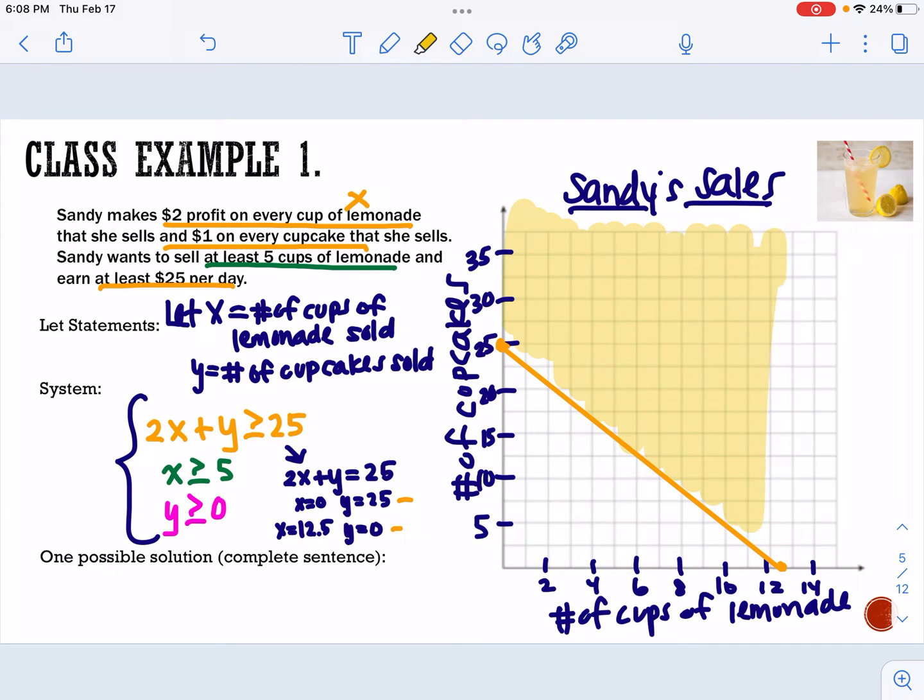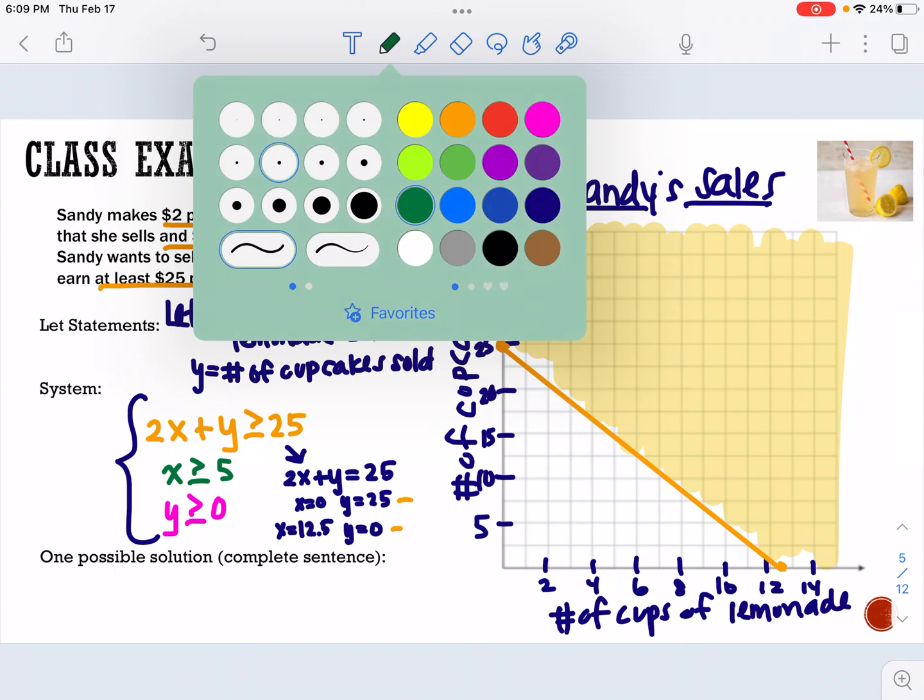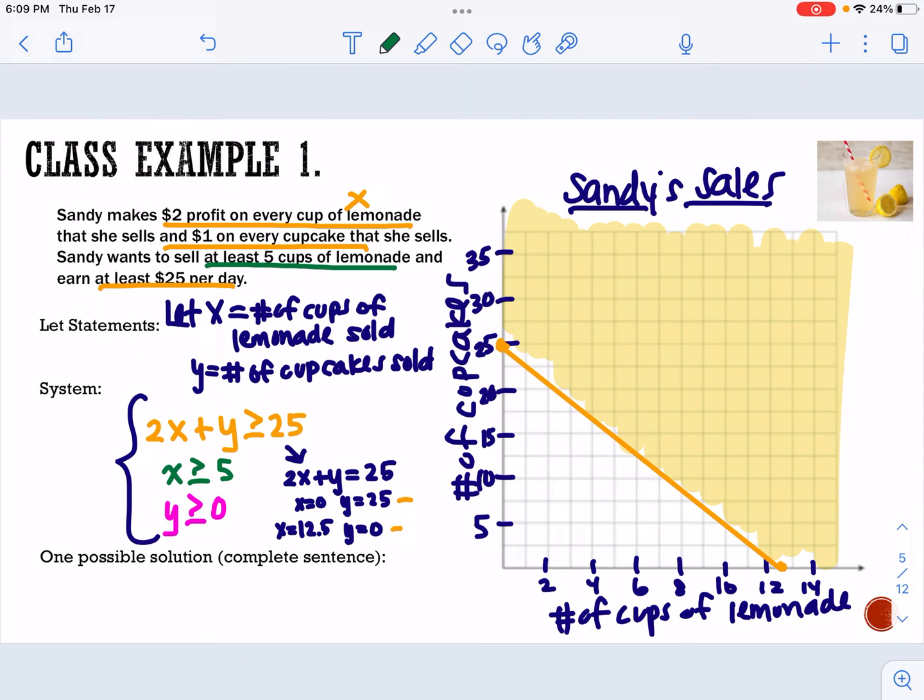Sorry, I didn't like the way that was shaded, so I have to reshade it. All right, we're not done. So now I'm going to switch over to green, and we're going to plot x is greater than or equal to 5. That domain restriction is really stemming from that constraint that she wants to sell at least 5 cups of lemonade. Well, I know x is greater than or equal to 5.